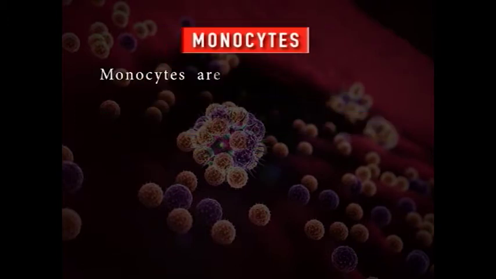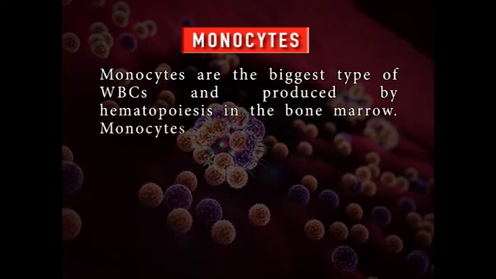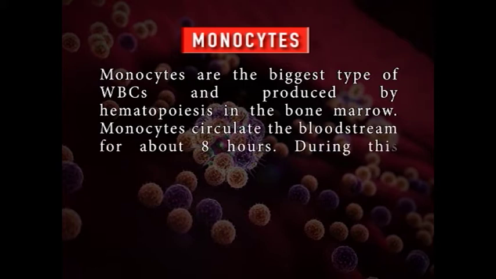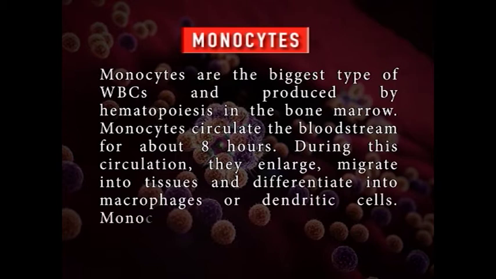Monocytes. Monocytes are the biggest type of WBCs and are produced by hematopoiesis in the bone marrow. Monocytes circulate in the bloodstream for about 8 hours. During this circulation, they enlarge, migrate into tissues and differentiate into macrophages or dendritic cells. Monocytes are phagocytic cells.